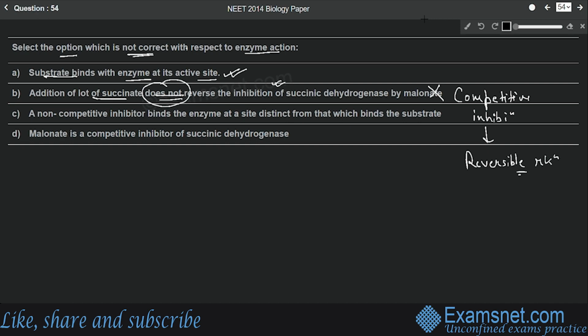Okay, now the third statement says a non-competitive inhibitor binds the enzyme at a site distinct from that which binds the substrate. So this is also correct. In a competitive inhibitor it binds to the same site, but in a non-competitive inhibitor it binds at a different site. Then the last statement says malonate is a competitive inhibitor of succinic dehydrogenase that we discussed. This is related to the second statement. So this is also a correct statement. Only incorrect one is the second one. So option B will be the correct answer.